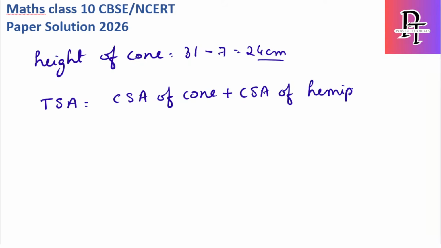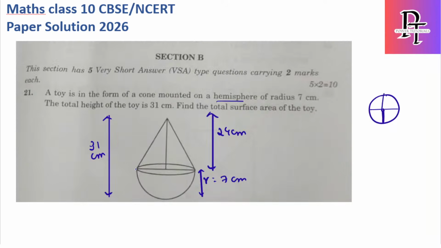So why am I saying CSA, not TSA? Because the bottom of the cone is an inside part and the bottom of the hemisphere is also an inside part, which we cannot see from the outside. So from outside the only parts are the CSA of the cone and the CSA of the hemisphere. No need to think about the bottom parts.